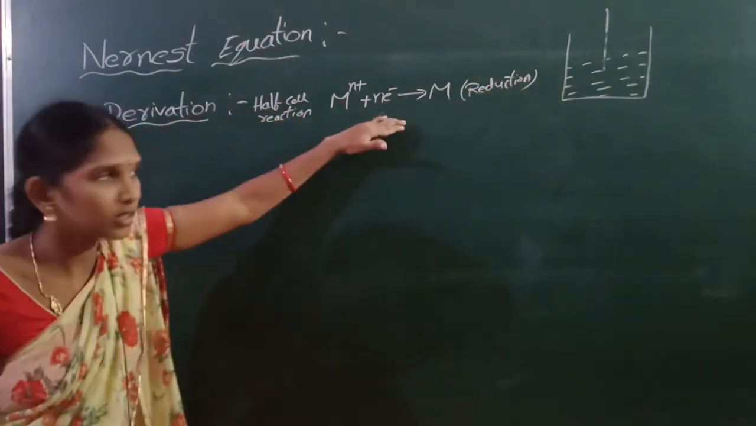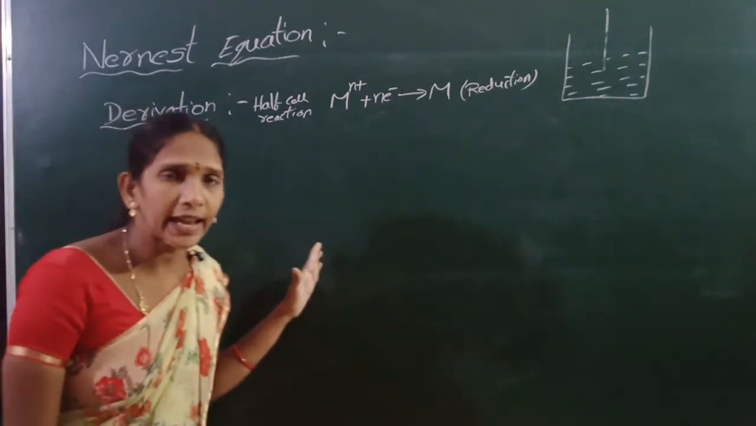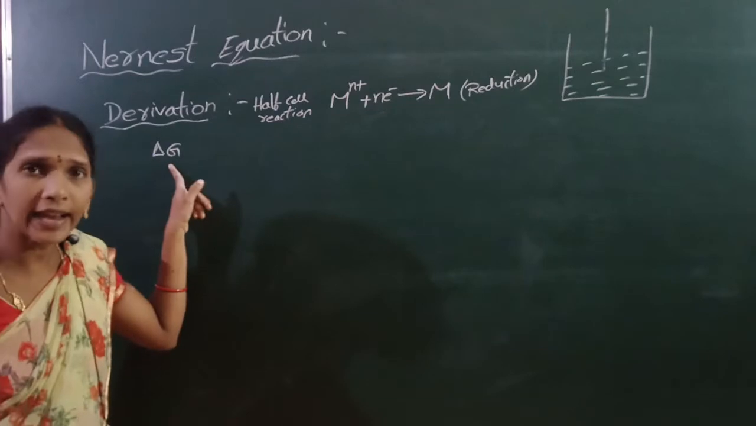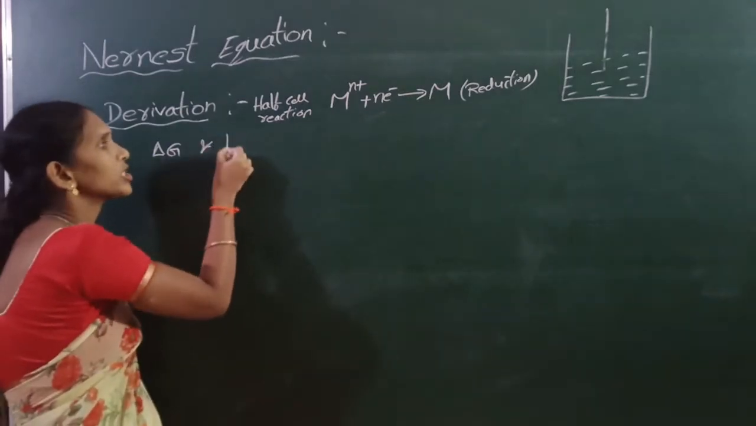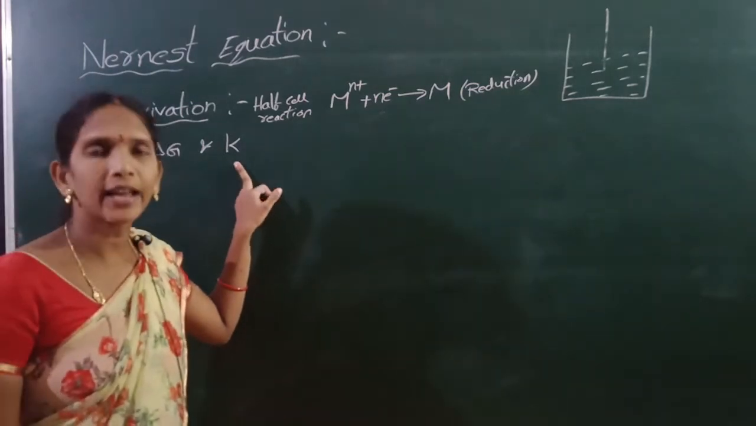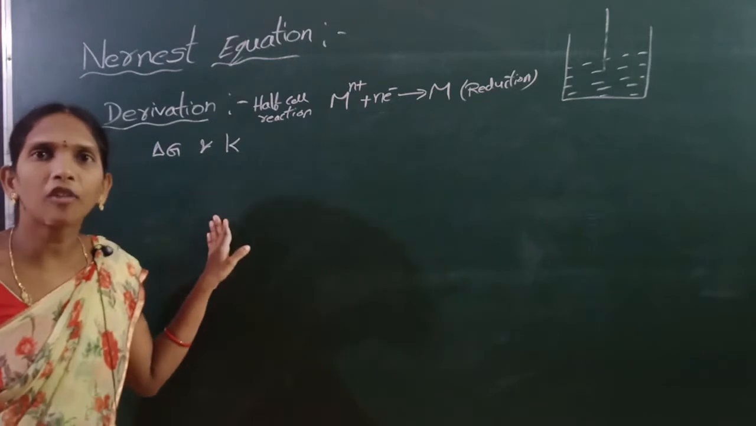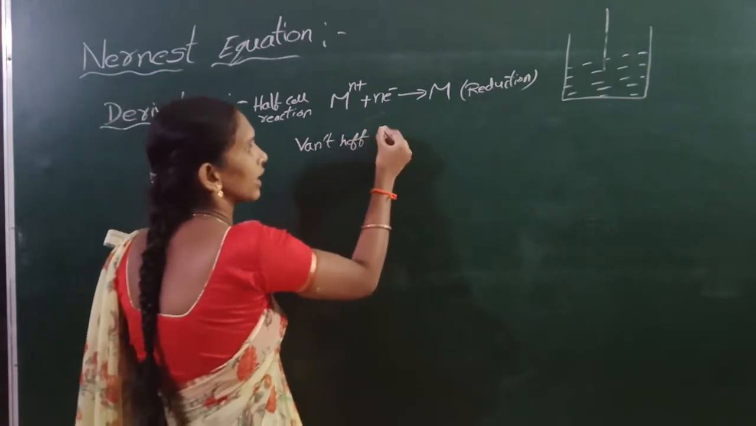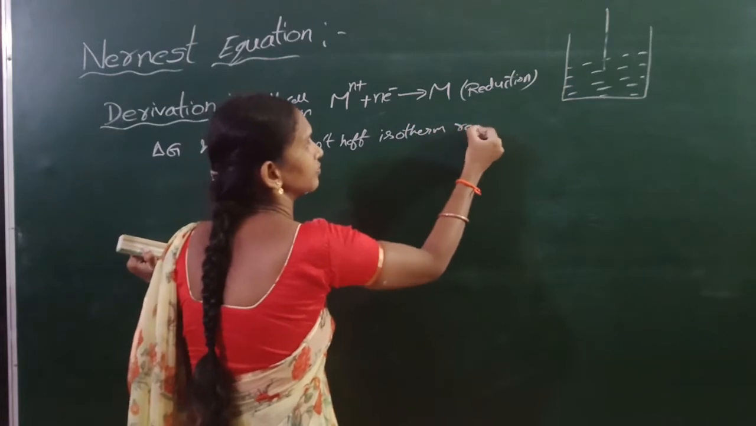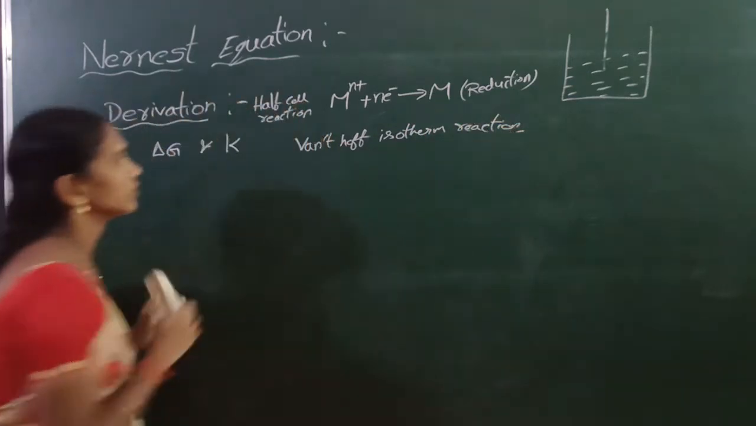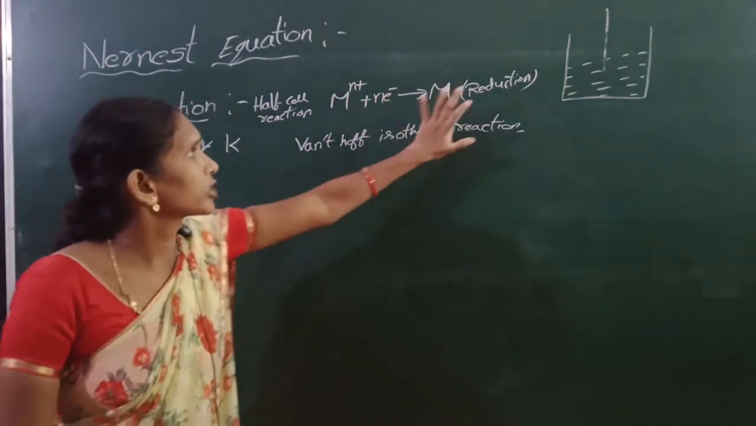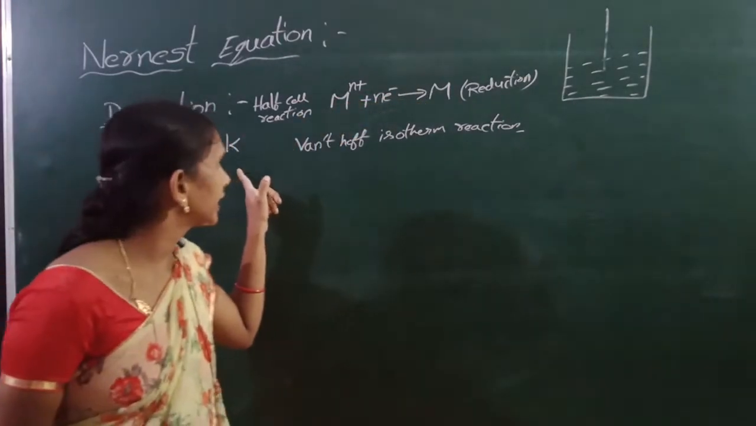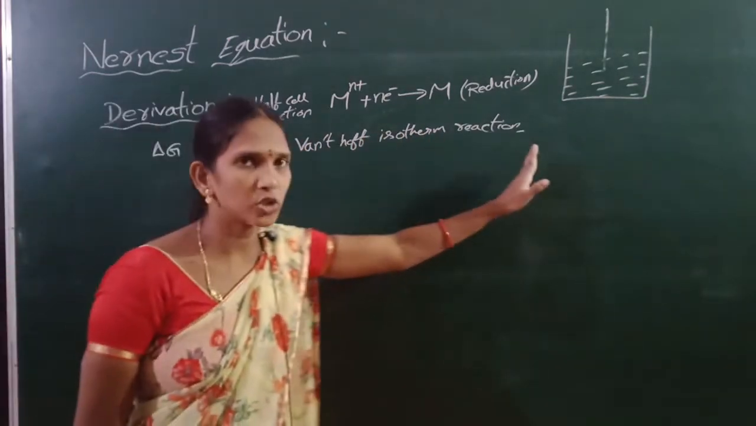In this reduction reaction, the free energy change, delta G, and the equilibrium constant K are related by the Van't Hoff isotherm equation.